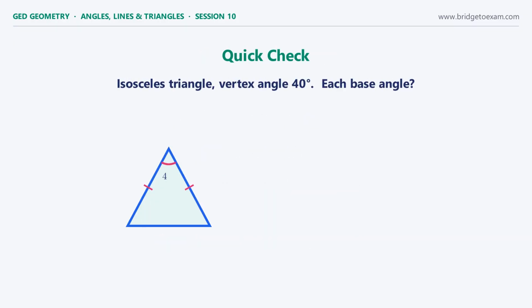Let's check your understanding. An isosceles triangle has a vertex angle of 40 degrees. What is each base angle? Subtract the vertex from 180 to get 140, then divide by 2. Each base angle is 70 degrees.